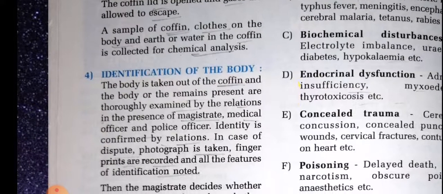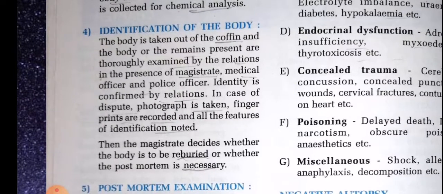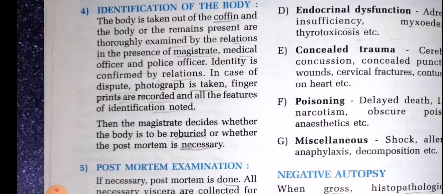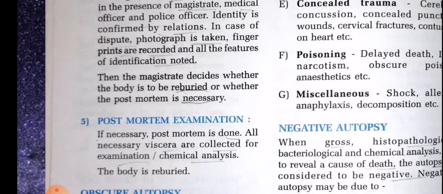Fourth, identification of the body. The body is taken out of the coffin and the body or the remains present are thoroughly examined by the relations in the presence of a magistrate, medical officer and police officer. ID is confirmed by relations. In case of dispute, a photograph is taken, fingerprints are recorded and all features of ID noted. Then the magistrate decides whether the body is to be reburied or whether the post-mortem is necessary.